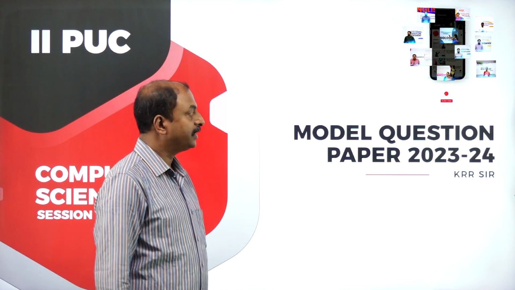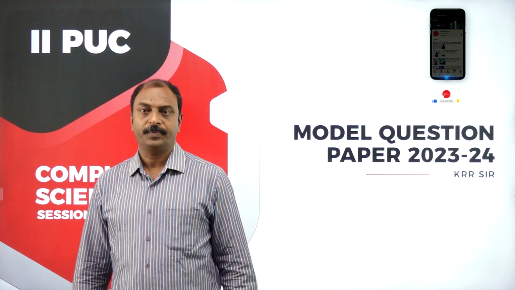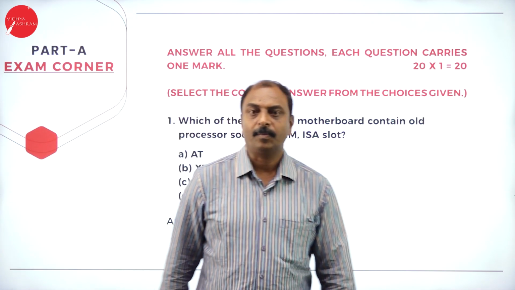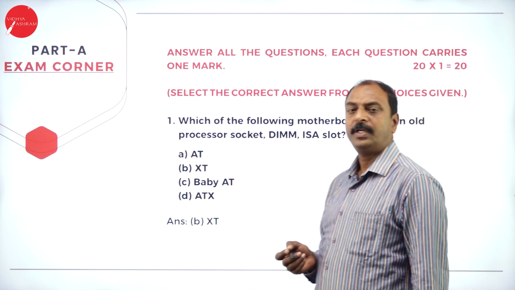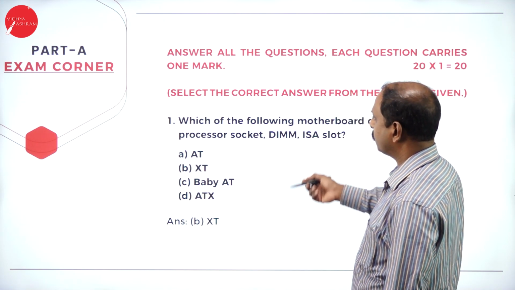Students, today in this session, we are going to discuss the model question paper 2023-24. So let us start with the first question, that is Part A. Part A will have 20 questions, 15 MCQ and 5 fill in the blanks. So let us start with question 1.